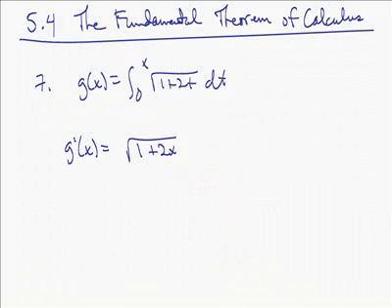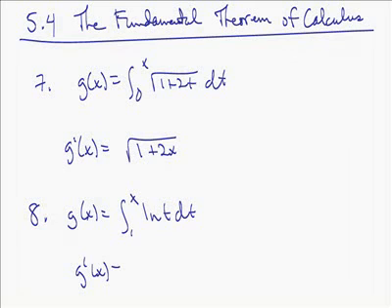For example, in number 8, where we have g of x equal to the integral from 1 to x of natural log of t dt, g prime of x here is just going to be the natural log of x. Here's the key for these first two problems: as long as we have a constant here, whether it's 0 or 1 or 5 or 11, it doesn't matter, and we also have just the variable x up here, then you just run the fundamental theorem of calculus. Basically take this function, in this case natural log of t, and replace that t with an x.